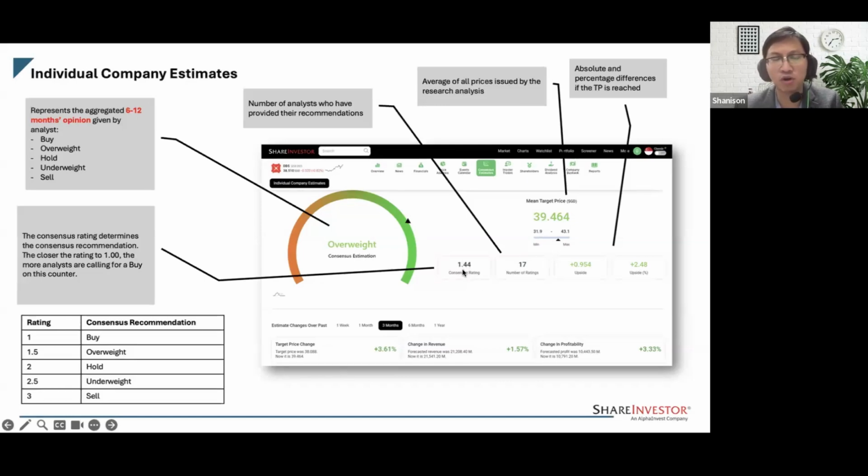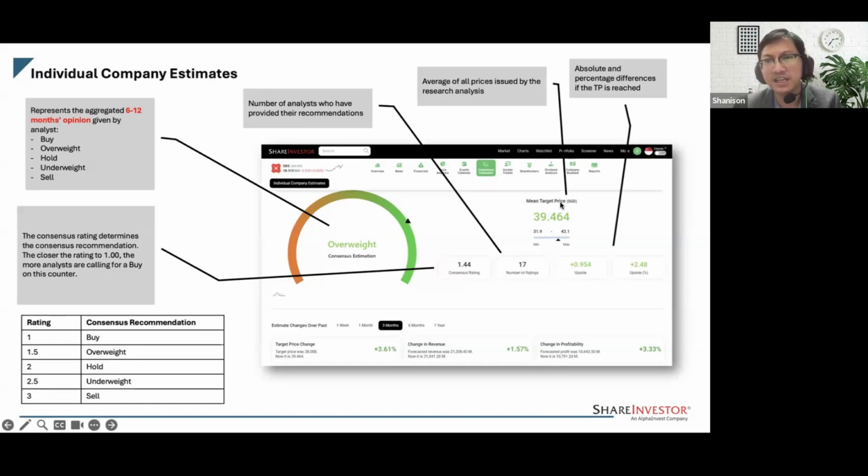And the smaller the number, the closer it is to a buy opportunity. If the number is close to 3, it probably means a sell opportunity, or a short selling opportunity for you in these markets. And then the screenshot also shows the 17 number of ratings. It shows how many research analysts have issued a research report or estimates for this company, and this is 17.